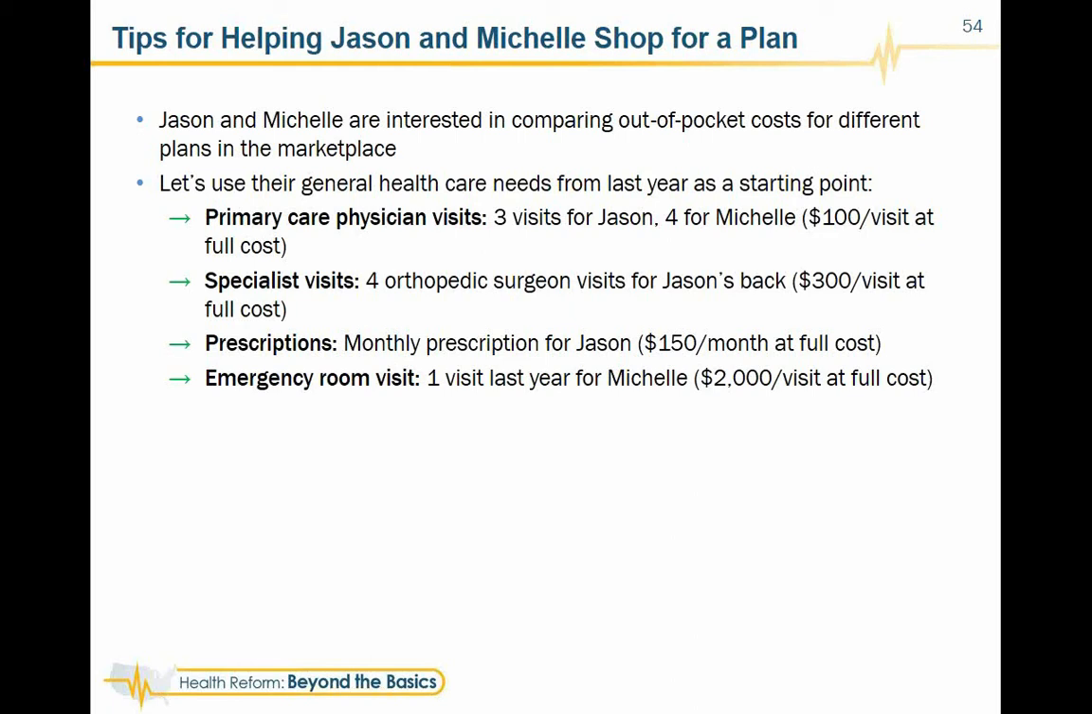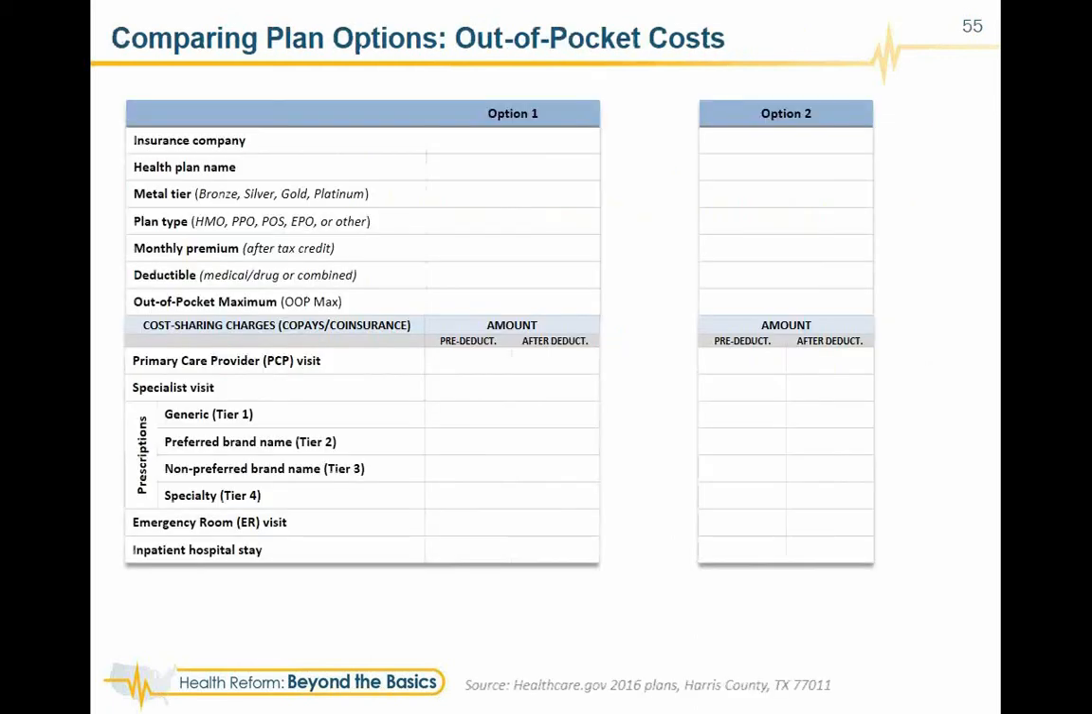Second, Jason hurt his back a year ago, so he sees an orthopedic specialist for that. We're going to say that last year he went 4 times. Third, prescriptions. We're going to say that Jason has a monthly prescription for his back pain that is $150 a month at full cost. And lastly, Michelle had to visit the ER last year, an emergency room visit. Now let's look at some plans and see how the cost-sharing designs affect Jason and Michelle's out-of-pocket costs if they use the same amount of healthcare as they did last year.